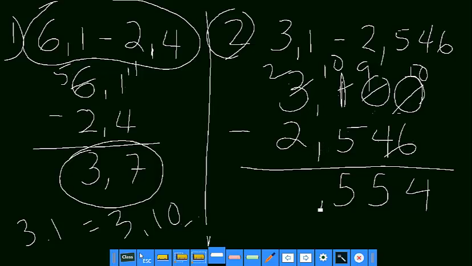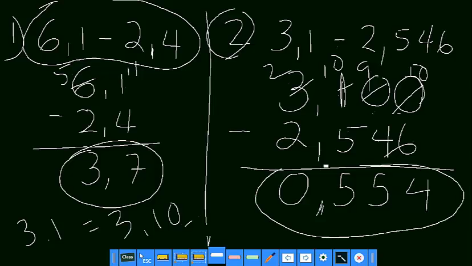There you go. And then it's always very important for you to put a 0 up here. It's not always, but it's just a guide. It will tell you that this is actually a decimal. Okay, so you won't get confused. So 3 comma 1 minus 2 comma 546 is equal to 0 comma 554. Okay, so that's it.